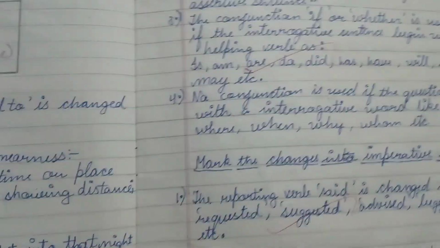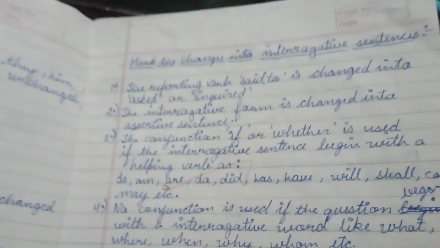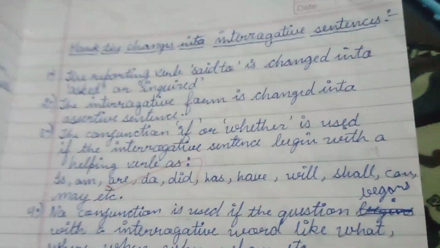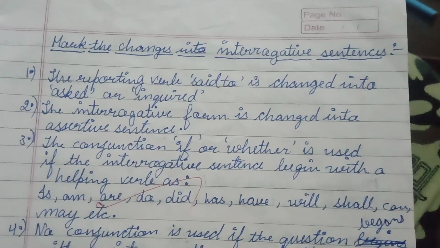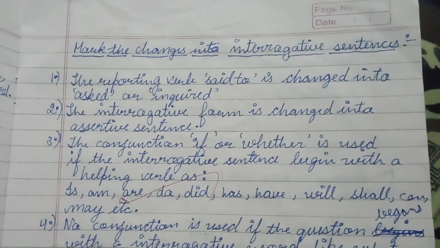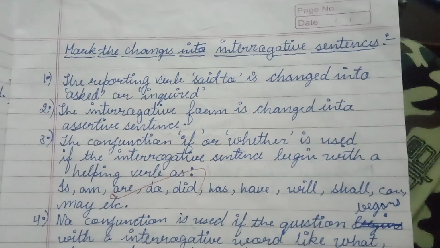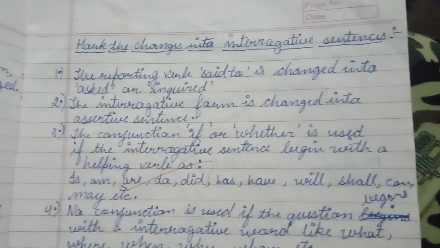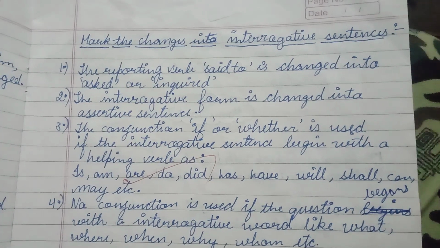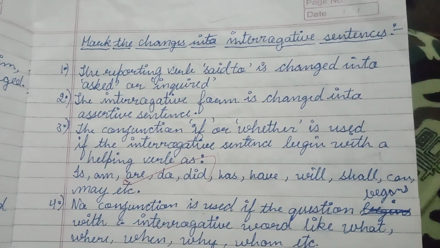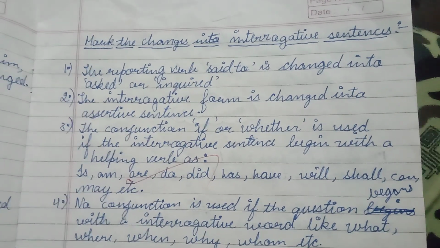Now, coming to the last topic, which will make this fourth class the last class for direct indirect speech. We will see what are the changes for interrogative, exclamatory, and imperative sentences in the direct and indirect speech in this video. So the first we will take up is interrogative sentences. Mark the changes in interrogative sentences.